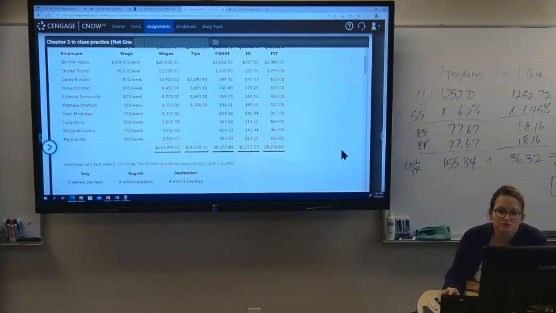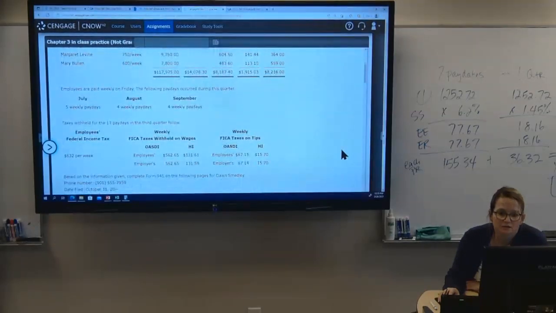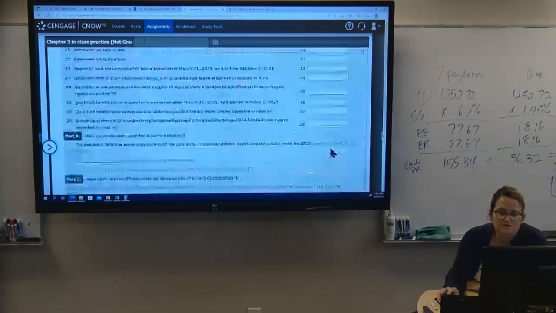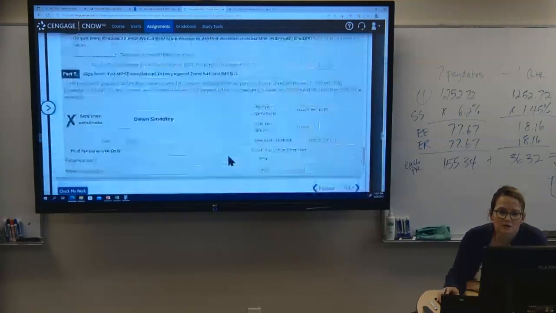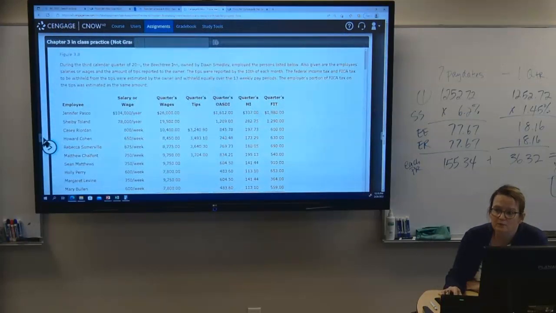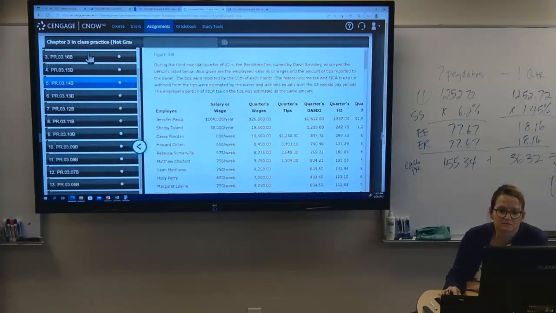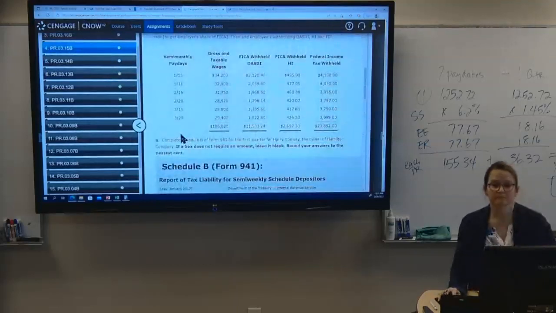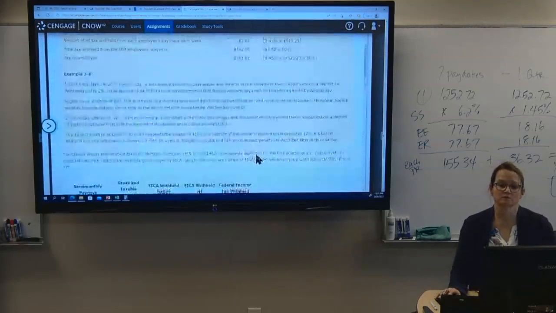Employer's portion of FICA tax on the tips was estimated as the same amount. All right, so nobody's over that. 5 weekly pay days in July, 4 in August, 4 in September. Actually, is there a Schedule B with this one? No, I want to do, hold on a second. I want to show you how to fill out the Schedule B. We've got like 6 minutes left, so let me see, is that one? Yes, okay. Sorry, we'll skip over that other one with the tips.